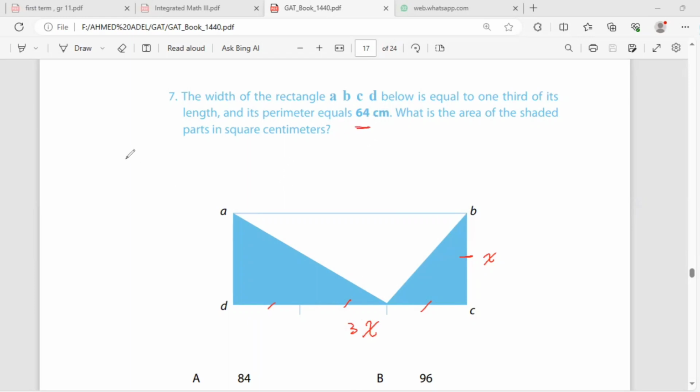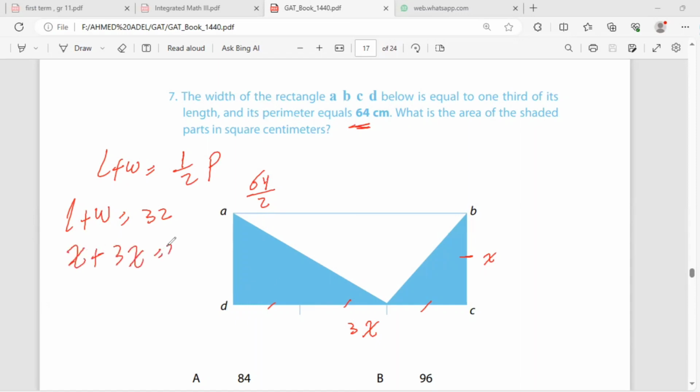Perimeter is 64. So here, length plus width equals half the perimeter. 64 divided by 2 is 32. And here, this width is x and length 3x, equal to 32. So here 4x equals 32. Divide by 4, so x equals 8.